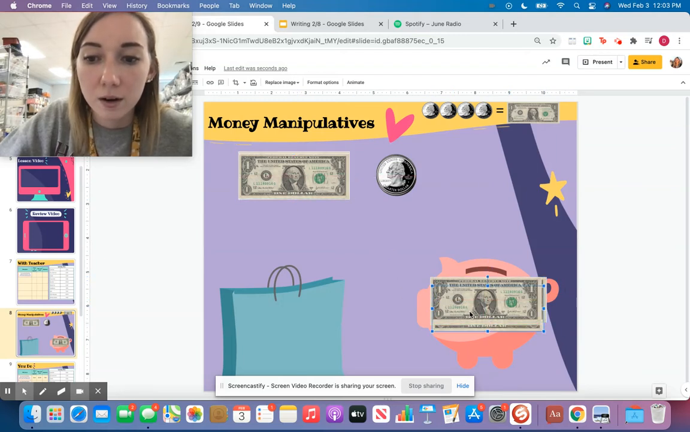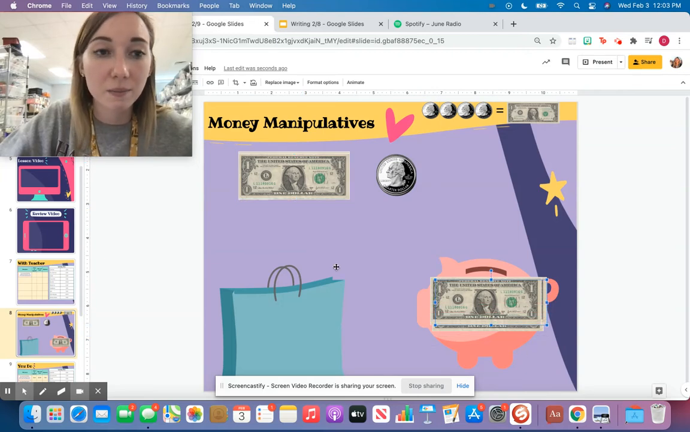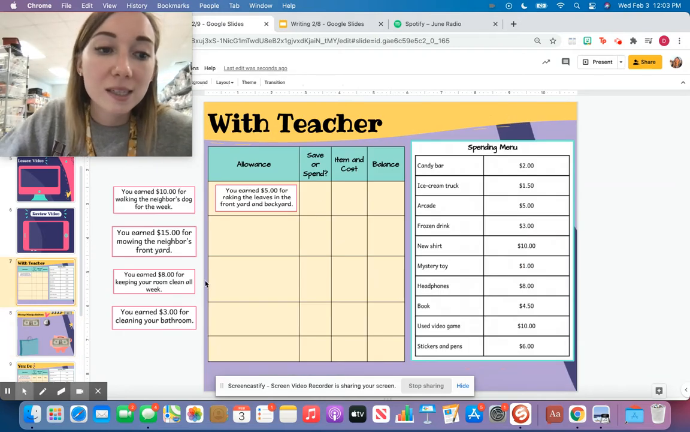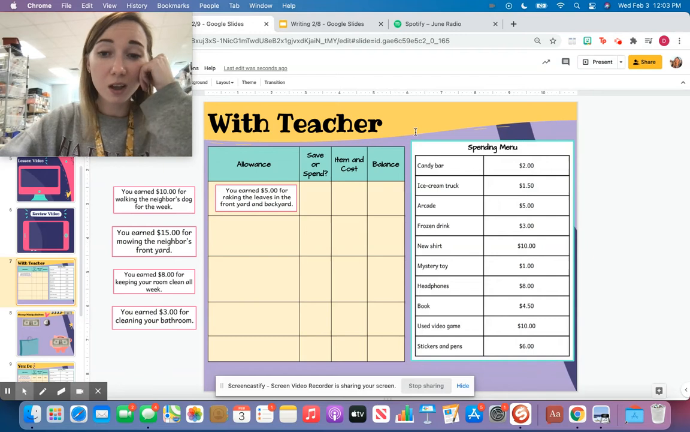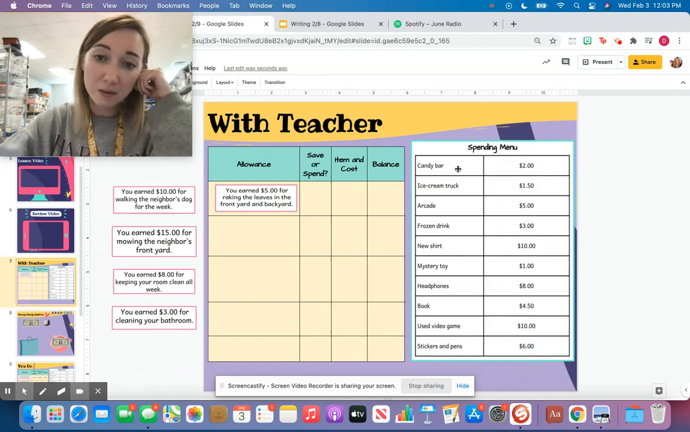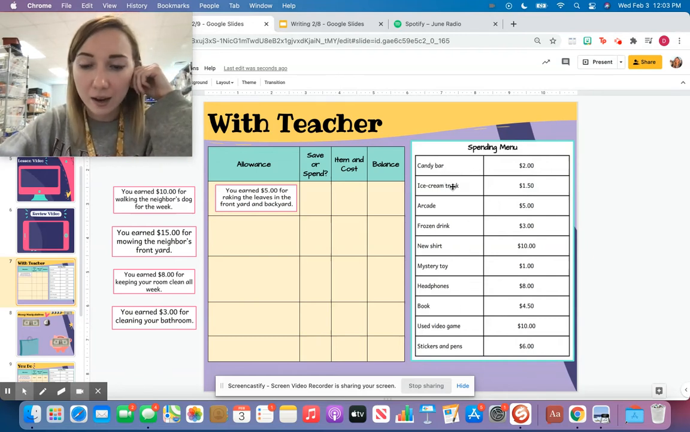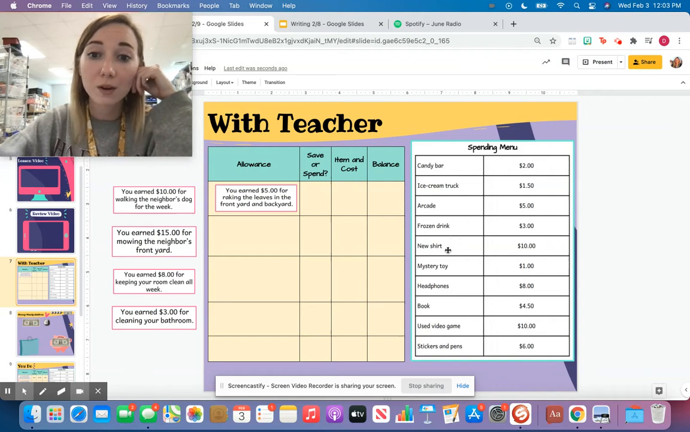4 and 5. So now I have $5 in my piggy bank, right? And I want to choose, am I going to save or spend that money? What do you guys think I should do with it? Look at all the cool stuff I can buy. I can buy a candy bar, an ice cream. I could buy something from the ice cream truck. I can buy an arcade game. I could spend it at the arcade. A frozen drink. Ooh, that sounds delicious. So there's lots of options over here that I could spend my money on.